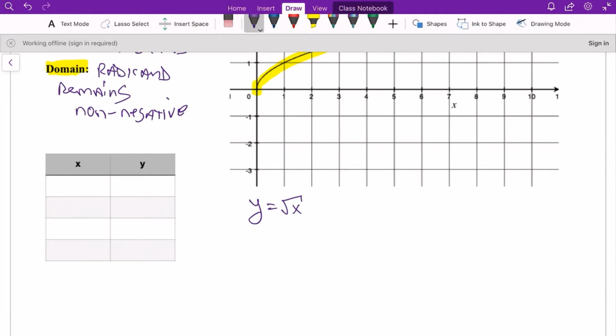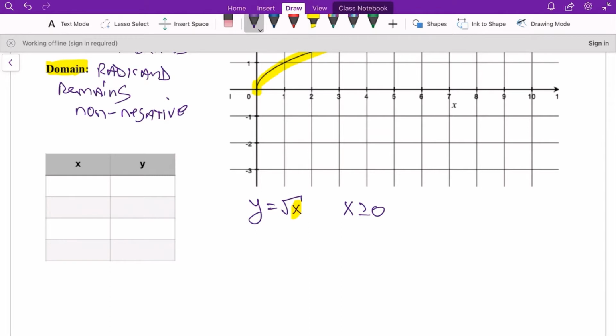All you need to do to figure out the domain for any radical function is take what's under the radical, the radicand, which this time is x. Since the radicand has to stay greater than or equal to 0, we're going to set it greater than or equal to 0. So that's going to be our domain. That's how you find the domain of any radical function.